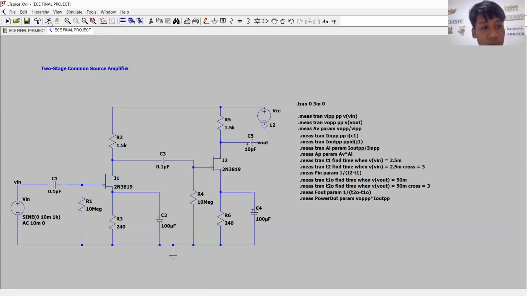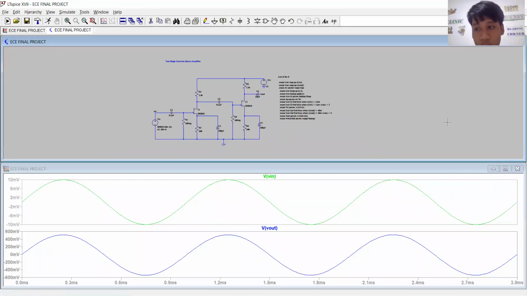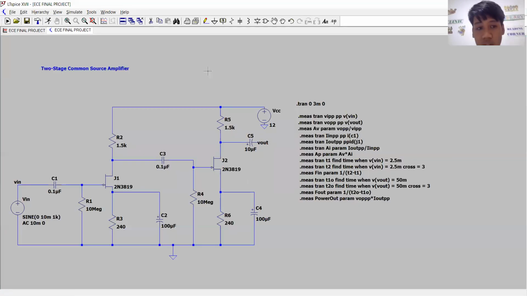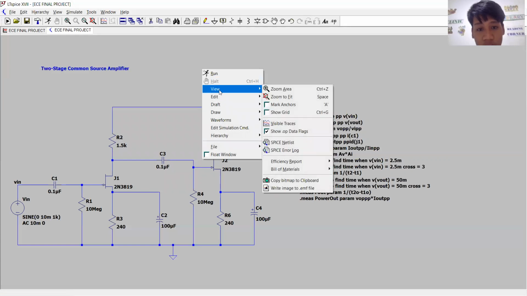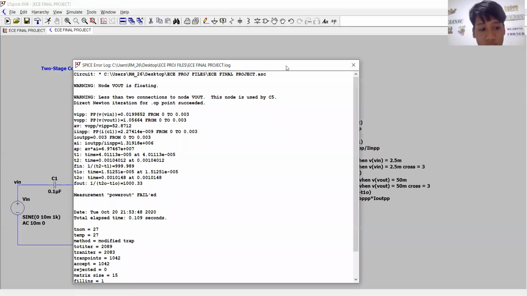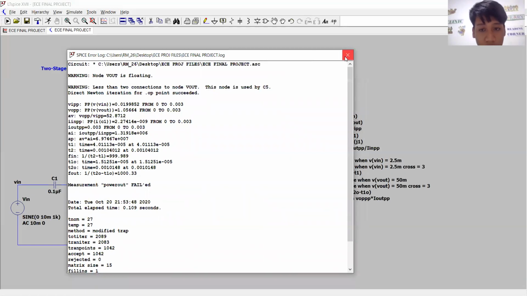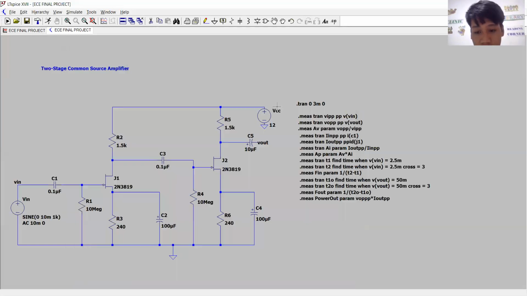After that, we will run the commands. After running, right-click, view, then go to the SPICE error log. And with that, oh, the power out failed. We have to try again. The power out.